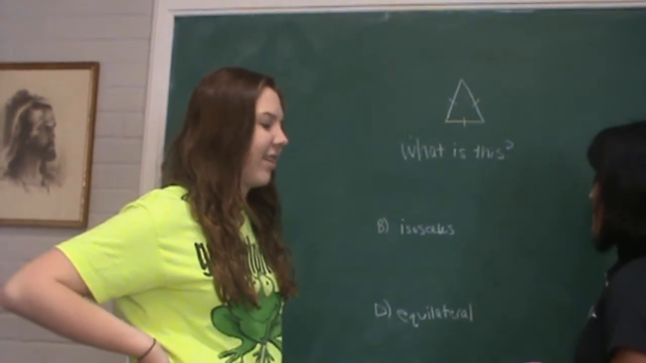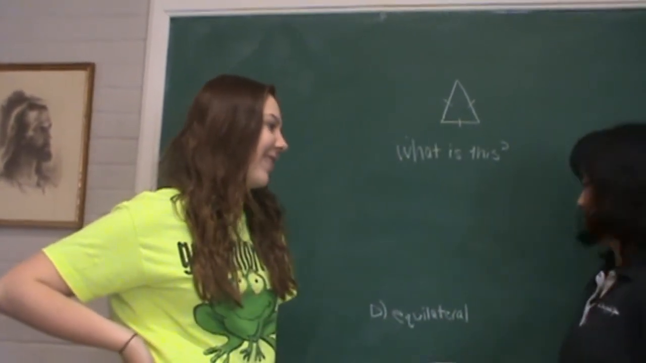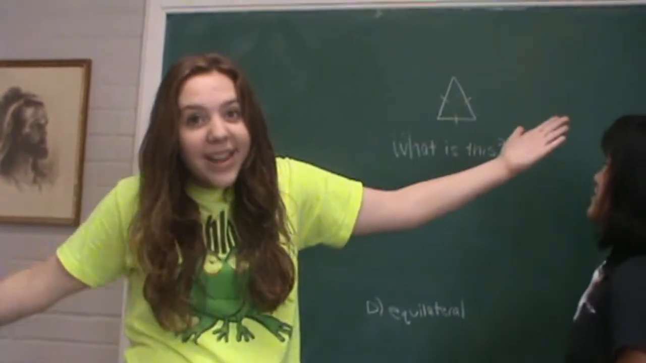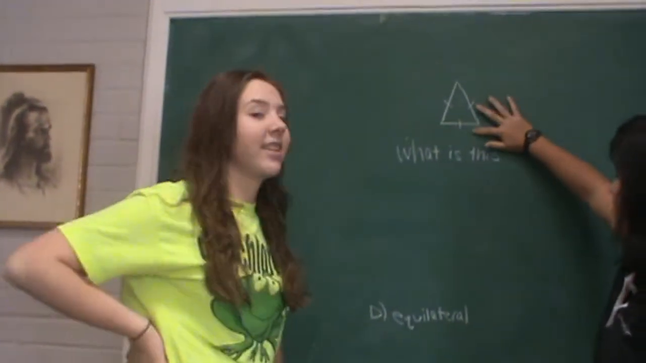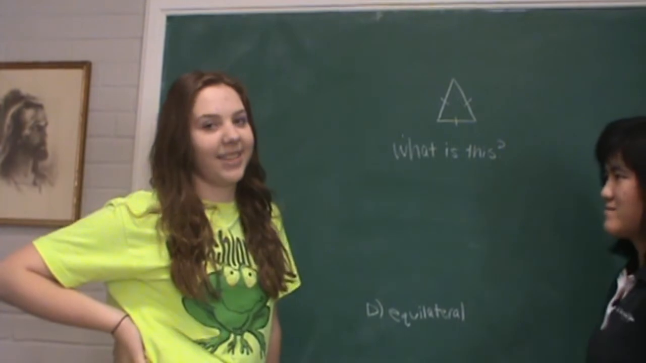50% chance of getting it right. Whoops, you got it wrong. It's an equilateral triangle. You can tell, because these have marks. 3 congruent sides.